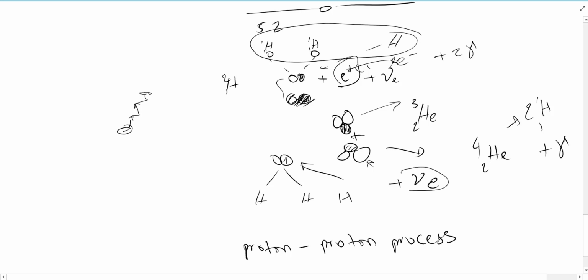However, neutrinos interact very little with any matter, and they will go straight through, and they're the ones that are going to be captured on Earth, and they're proof of this decay.